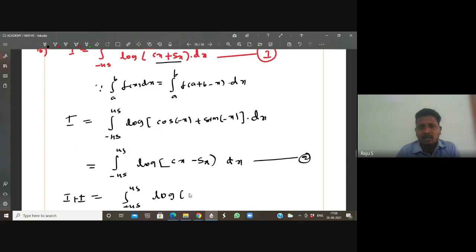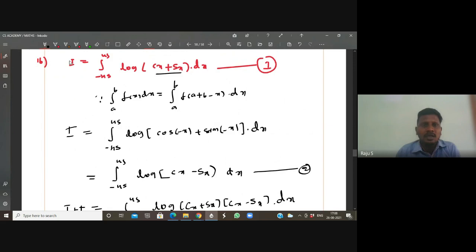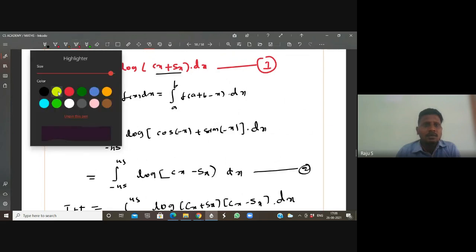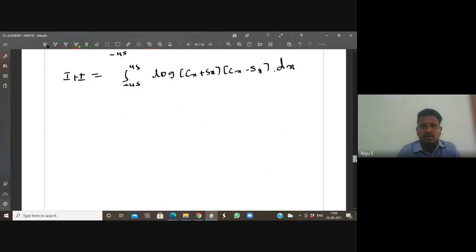Shall I write directly here? Cos x plus sin x into cos x minus sin x. When I add equations 1 and 2, log a plus log b is log ab. The value of a is cos x plus sin x, and the value of b is cos x minus sin x. So log a plus log b is log ab, as I have written here. So this is clearly what, students? Left side is 2I equal to the integral of log of cos square x minus sin square x, from minus 45 to plus 45, into dx.